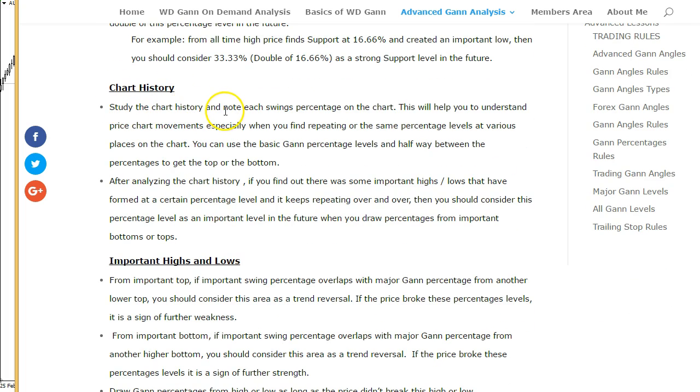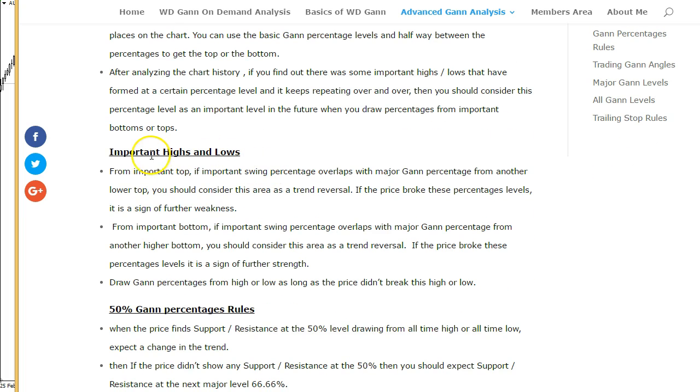I studied the chart history and noted each swing percentage on the chart. This will help you to understand the price chart movements, especially when you find repeating or the same percentage level at various places on the chart. The importance of highs and lows from an important top: if an important swing percentage overlaps with a major Gann percentage from another lower top, you should consider this area a trend reversal.